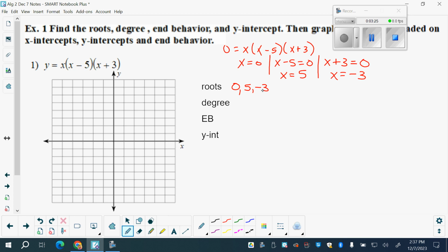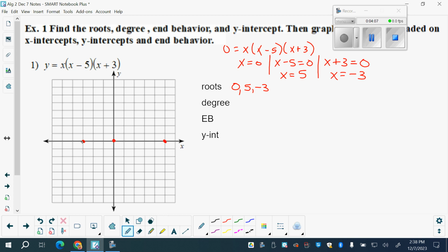So I'm going to graph those points. 0, 5, and negative 3. So my degree. If it were in standard form, it's much easier to tell what the degree is because it is the term with the highest exponent. It's not in standard form. Anybody have any idea how we might find the degree on this one? So think about if we multiplied it out, what would be the exponent on the x?